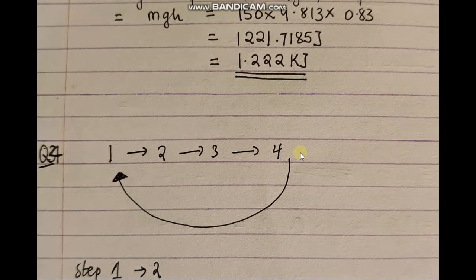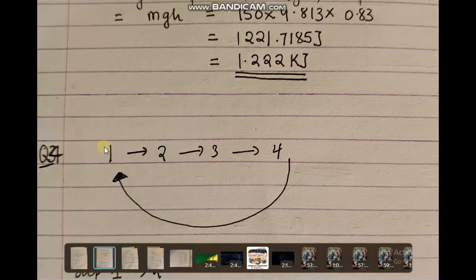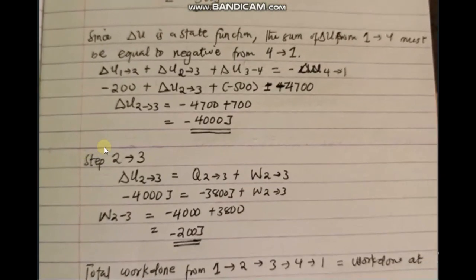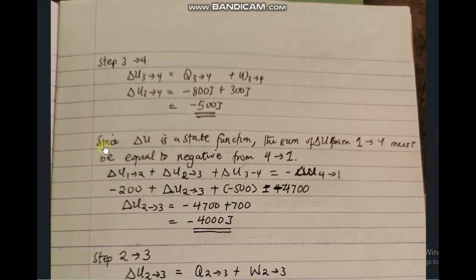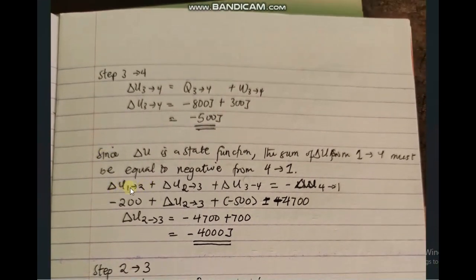So when you add the change in internal energy from 1 to 2, plus from 2 to 3, plus from 3 to 4, it should equal the negative of the change from 4 to 1, because we are going backwards. When you solve this, you get the change in internal energy from 2 to 3, which we don't know from the table, to be equal to negative 4,000 joules.